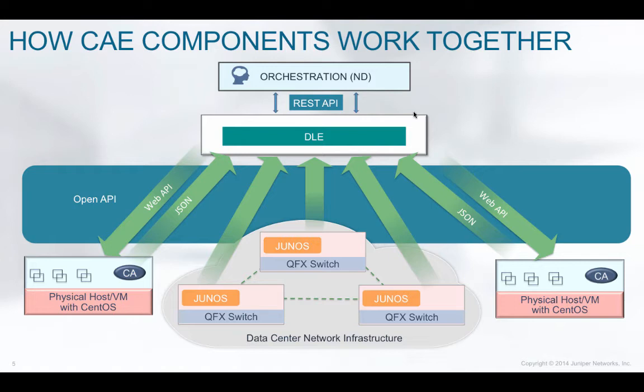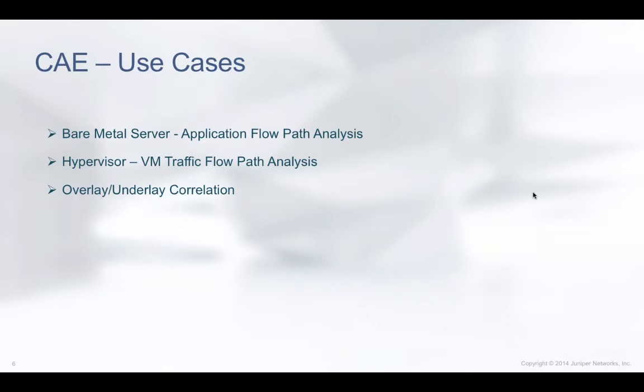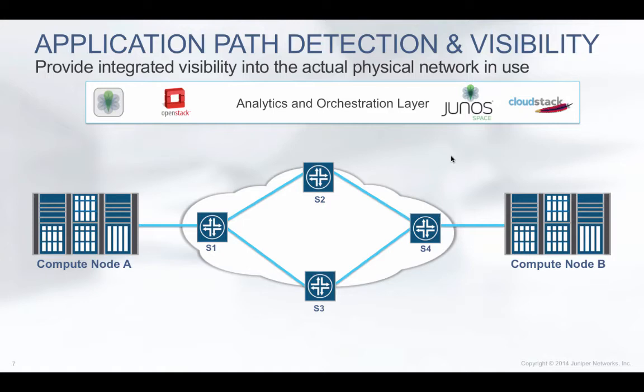Similarly, the DLE provides an open northbound REST API. You can either use Juniper's Network Director or a custom orchestration platform to communicate with the DLE. Currently, CAE can be used for the following use cases: application flow path analysis for applications running on bare metal servers, VM to VM traffic analysis, underlay or overlay correlation. In this video, we'll look at how CAE can be used in the first use case, which is the application flow path analysis. Let us see how CAE provides application flow path analysis.